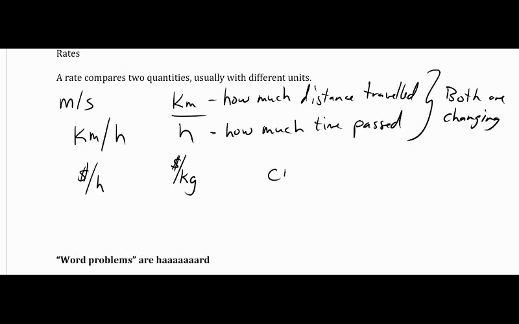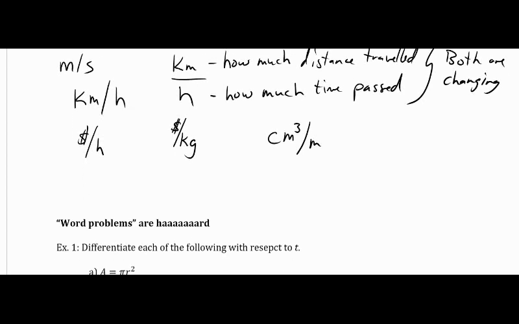It might be centimeters cubed per meter, or centimeters cubed per centimeter. Or it could even be, it seems a little bit strange, but it could even be centimeters per centimeter. It's possible to have different kinds of rates that are going to pop up in the kinds of questions that we're going to look at, at least.